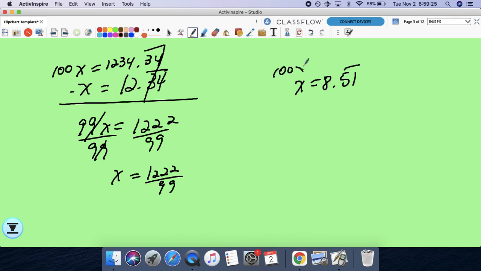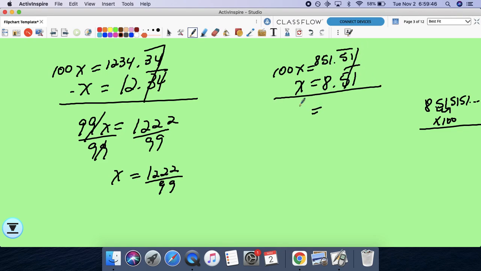We're going to multiply both sides by 100, and then again, I'm still going to show you that 8.51, 51, 51 forever and ever. If you multiply that by 100, you know the decimal is going to move over twice, so we're going to get 851.51 bar notation. Again, that allows us to get rid of this. We get 99x equals 843, right? So divide both sides by 99, and x equals 843 over 99.